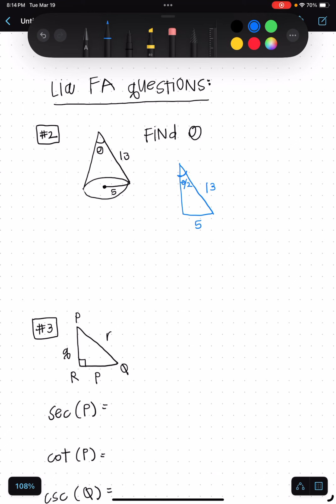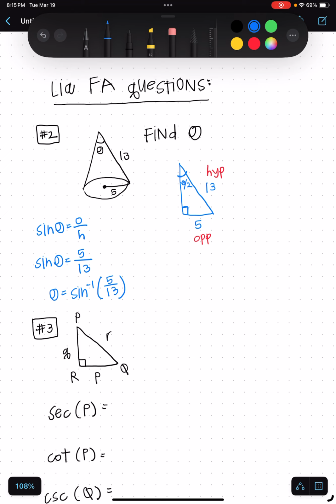We know this is a right angle because we just cut it in half. So if I label my sides, this would be my opposite side and this would be my hypotenuse. The equation that uses opposite and hypotenuse is sine, so sine of theta is opposite over hypotenuse. Plugging in what I know, sine of theta is equal to 5 over 13. To find theta, I would do the inverse sine, so theta is equal to sine inverse of 5 over 13.